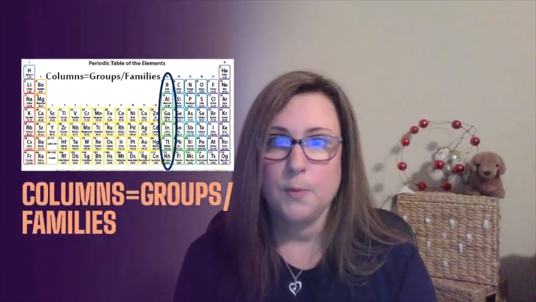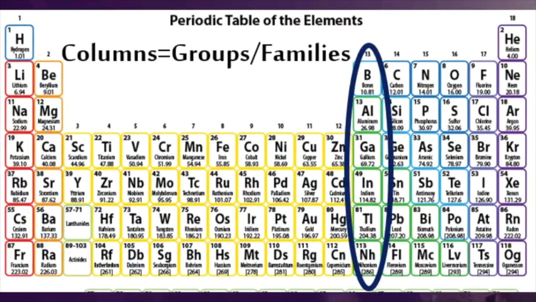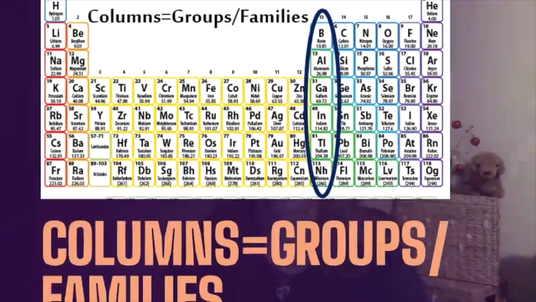Another way that you can interpret the periodic table is to look at the columns, those up and down parts of it. So you can see where the oval is. A column on the periodic table is what's called a group, or sometimes you might hear it called a family. So that's another thing you're going to want to be able to know.